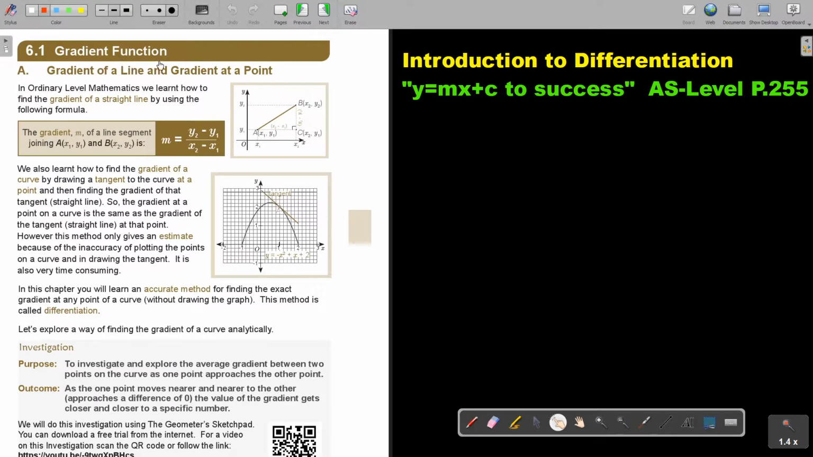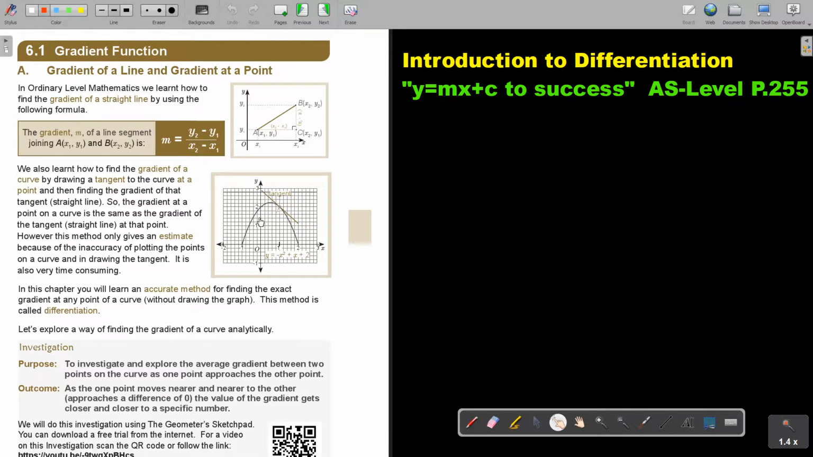The gradient function. First, the gradient of a line and the gradient at a point. In ordinary level mathematics, we learned how to find the gradient of a straight line by using the following formula. To find the gradient of that straight line, we take the difference in y values divided by the difference in x values. But that was just the gradient of a straight line.